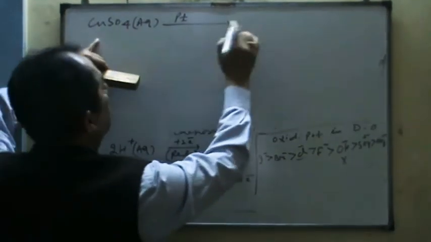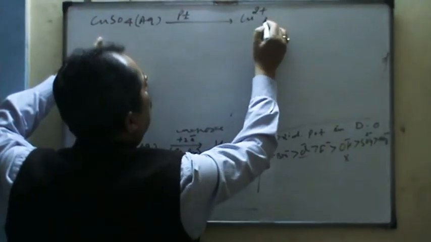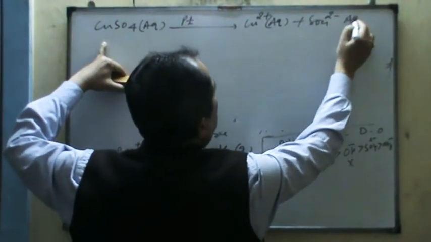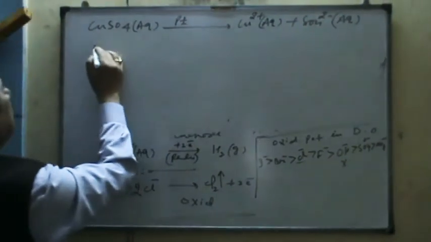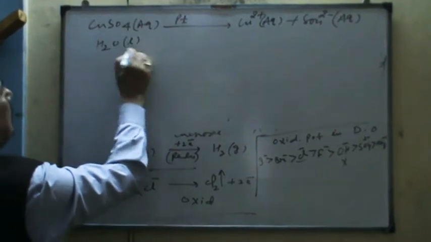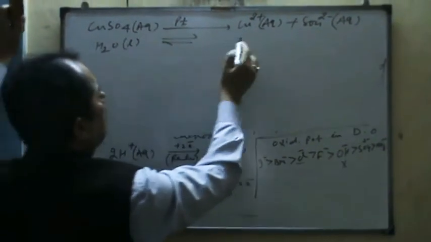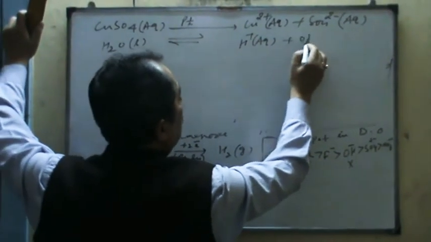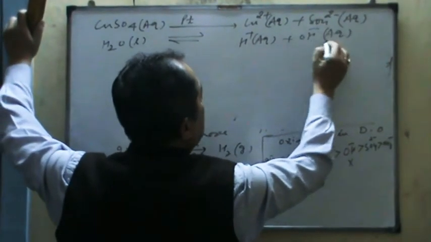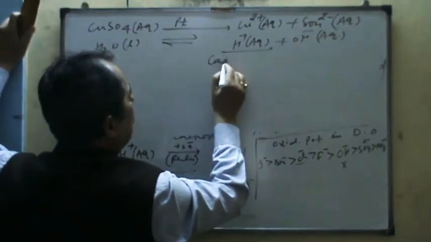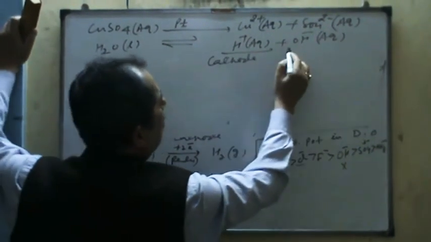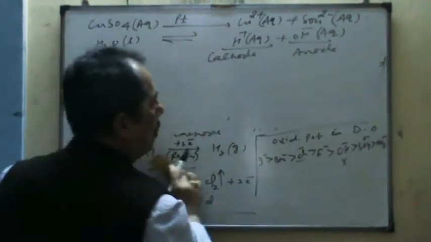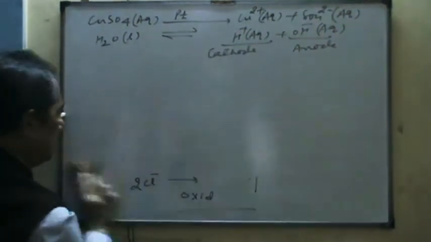See here, Cu2+ (aq) and SO4 2- (aq). Since it is an aqueous medium, you take water in the liquid state, but here in aqueous form, H+ and OH-. Now tell me, this one is at the cathode and that one is at the anode. What will happen now, dear students?